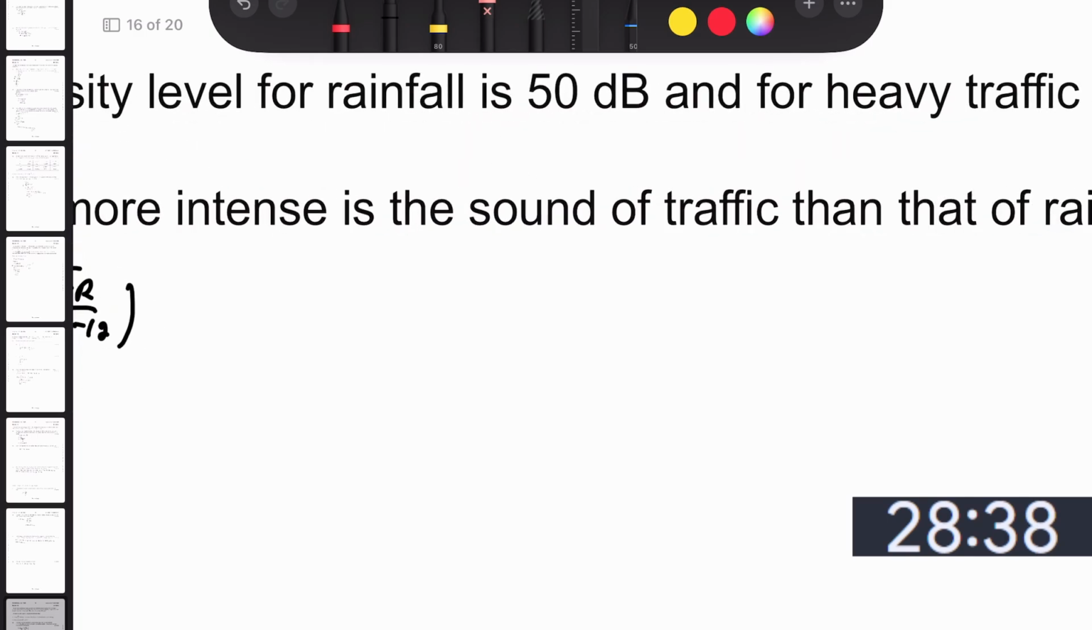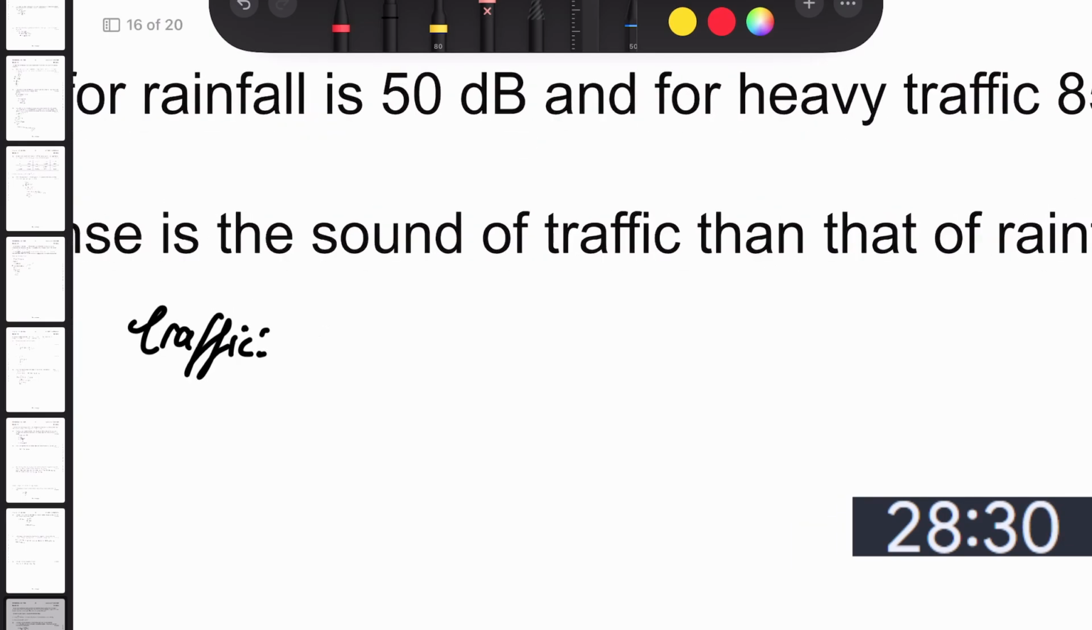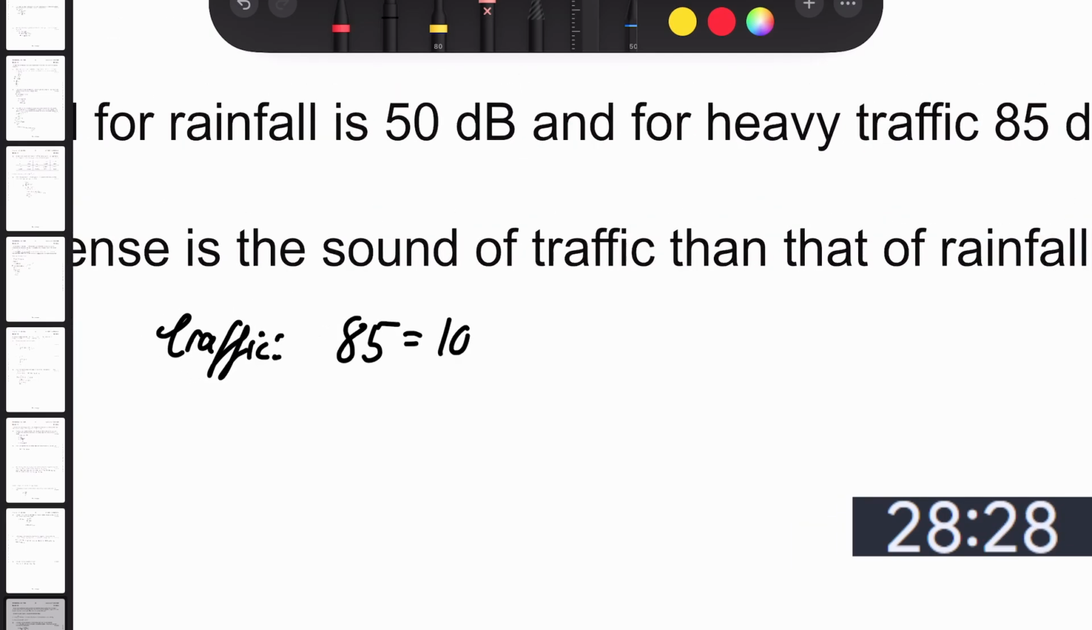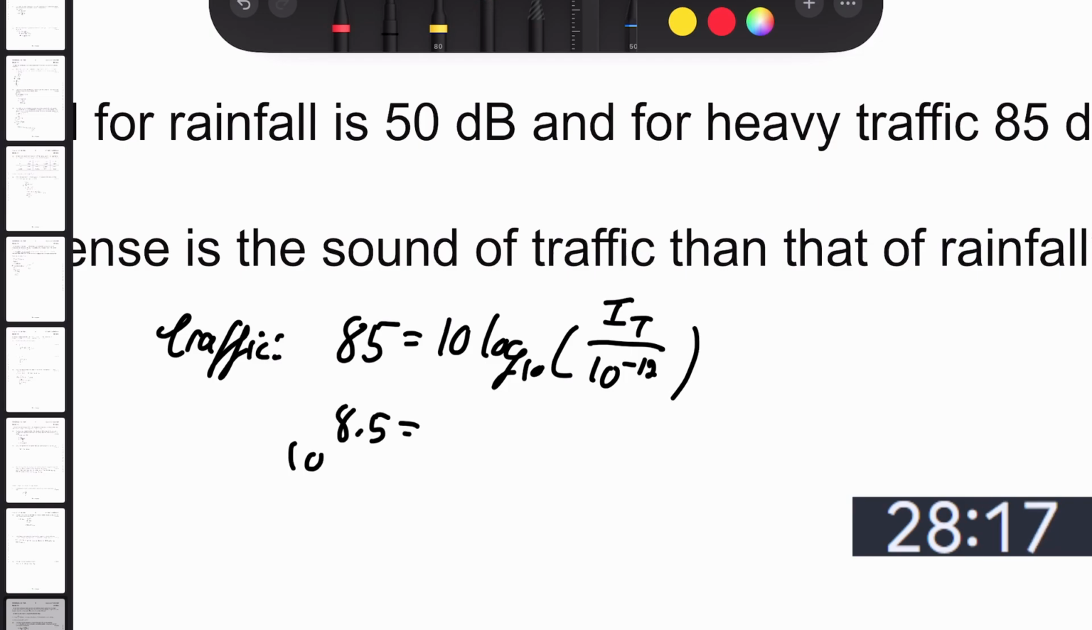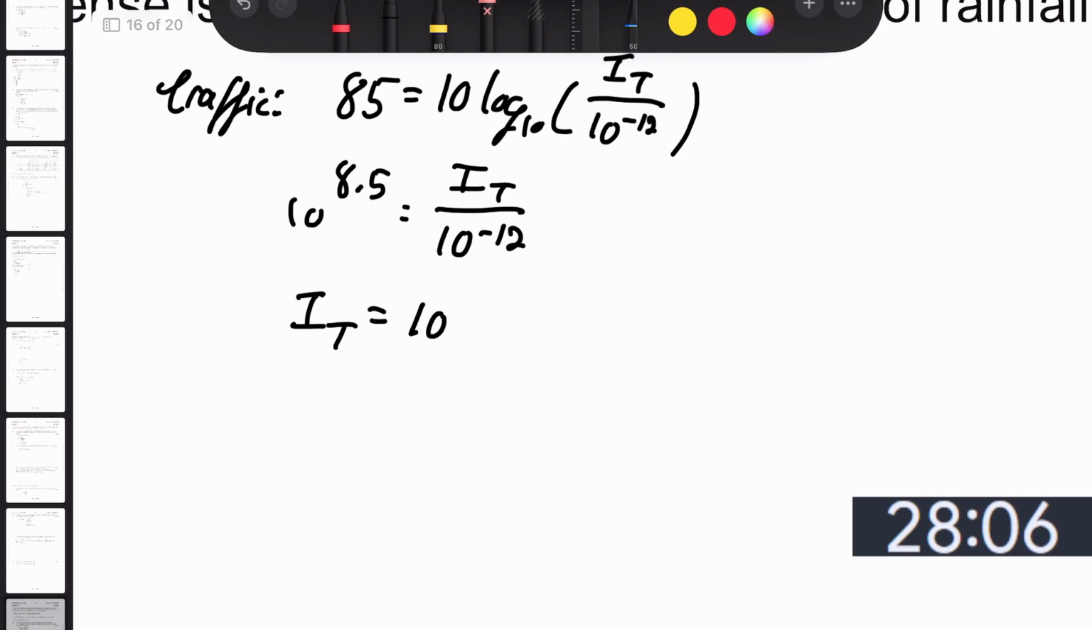And then traffic, IT, so heavy traffic is 85. 85 is equal to 10 log of IT over 10 to the negative 12. So 8.5, or 10 to the power of 8.5, is going to be equal to IT over 10 to the negative 12. So traffic is going to be equal to 10 to the 3.5. Oh, negative 3.5.